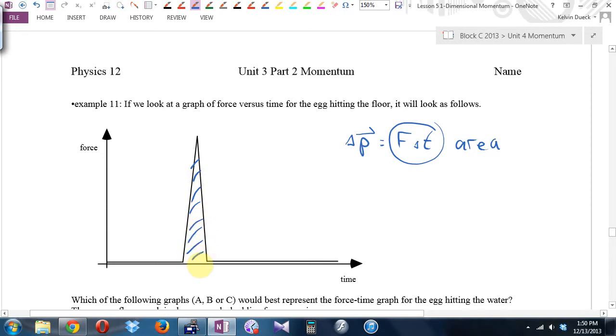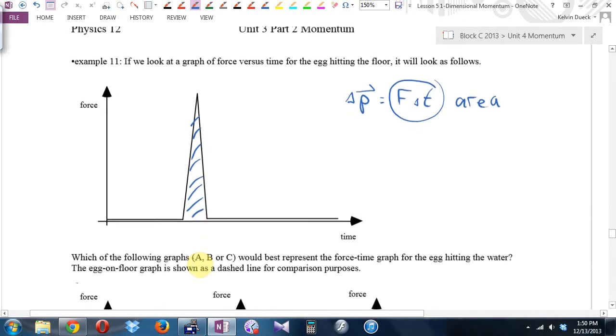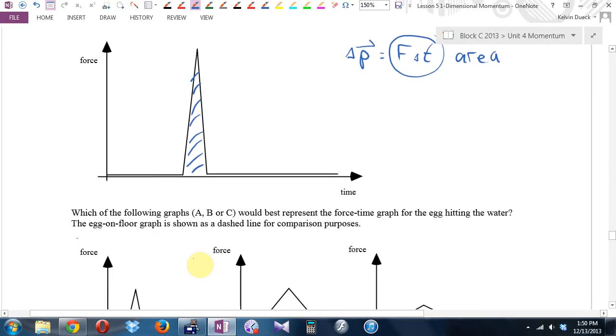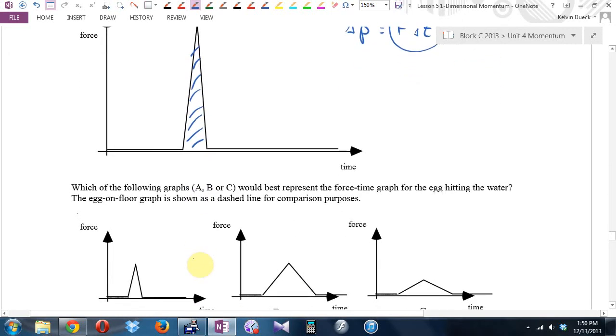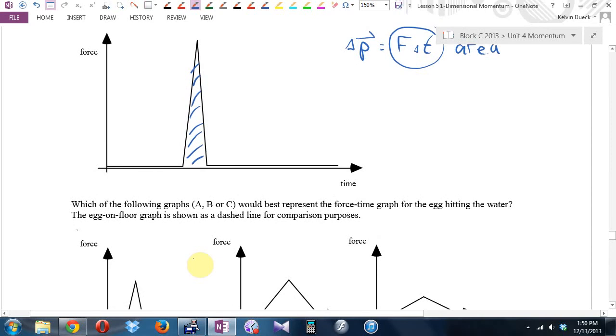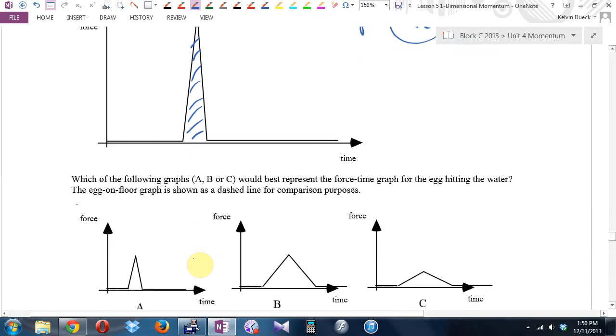It says, which of the following graphs, A, B, or C, would best represent the force time graph for an egg hitting the water? The egg on the floor is shown as a dashed line for comparison purposes. I don't think it appears as a dashed line on yours anymore, does it? No. I've told you, this was typed in Word 95 for Mac. We're now in 2014, and I can't edit the pictures anymore. I will slowly start redrawing these by hand, but it's going to take a while.